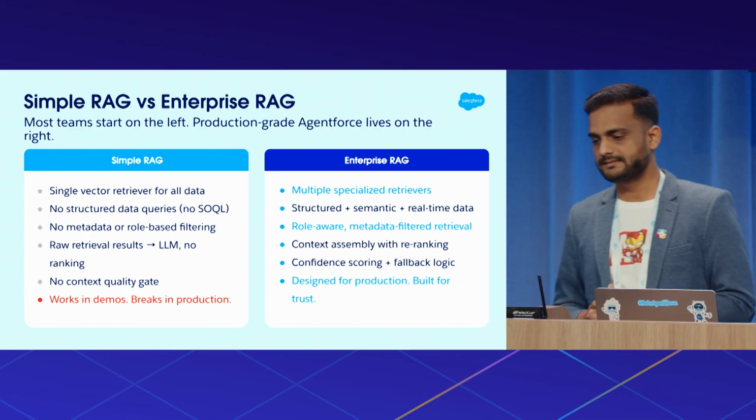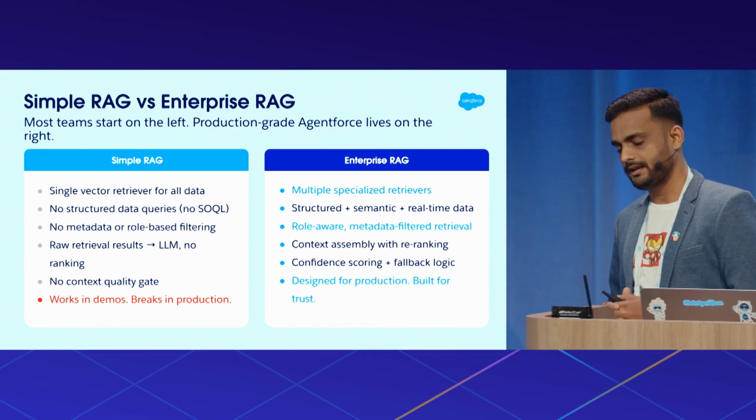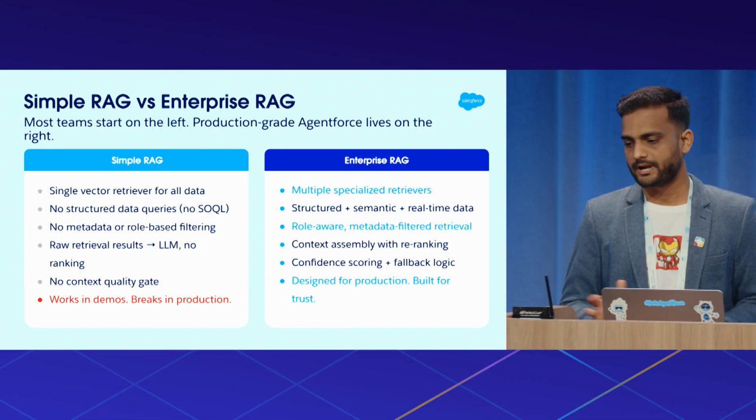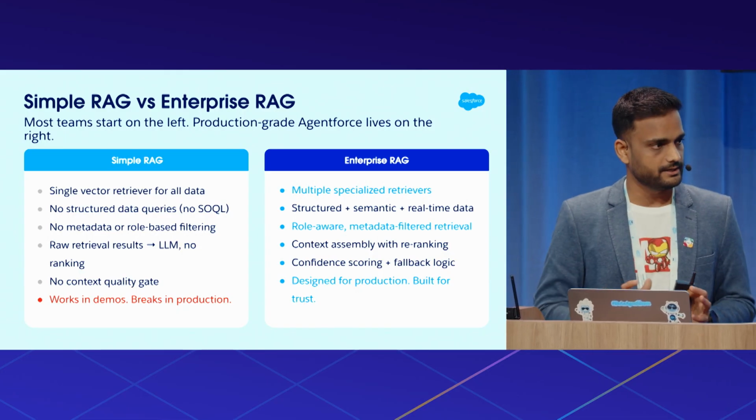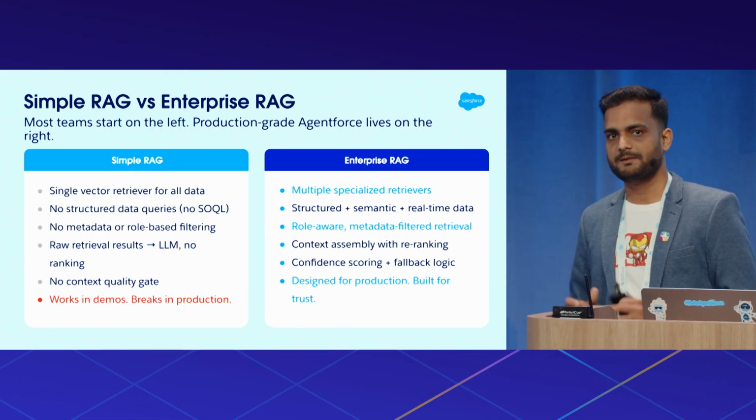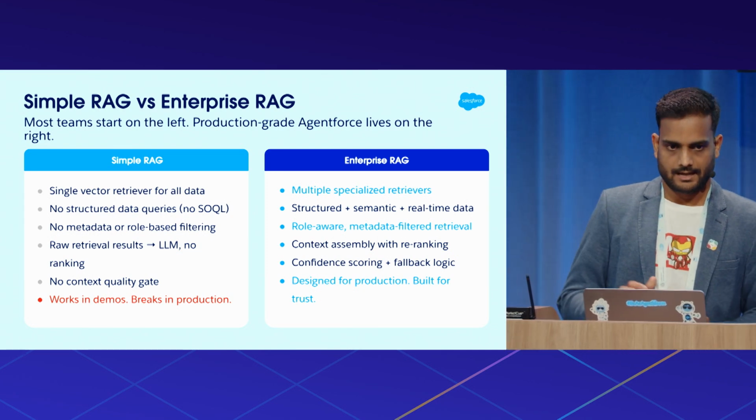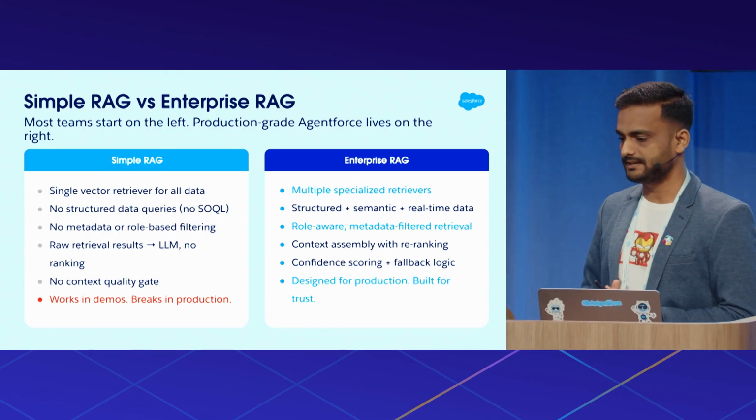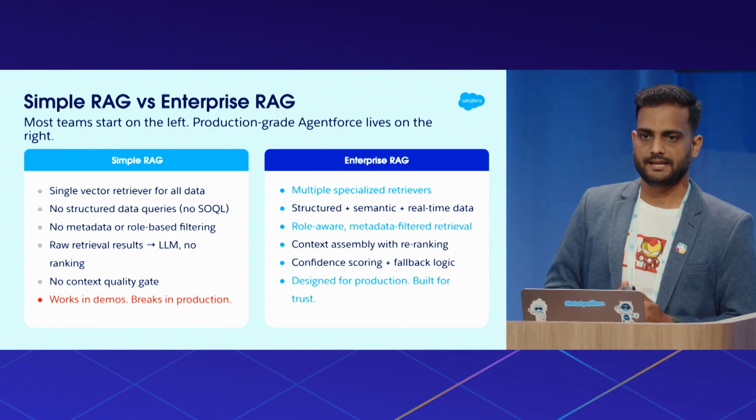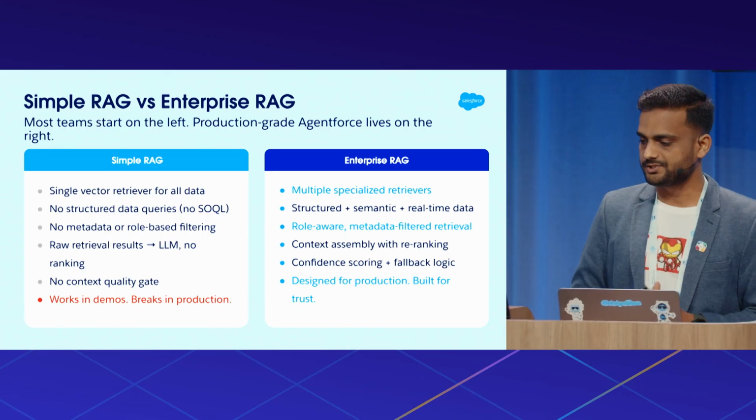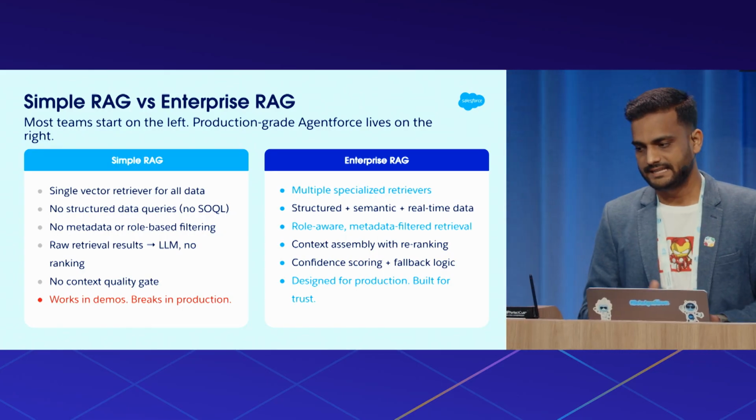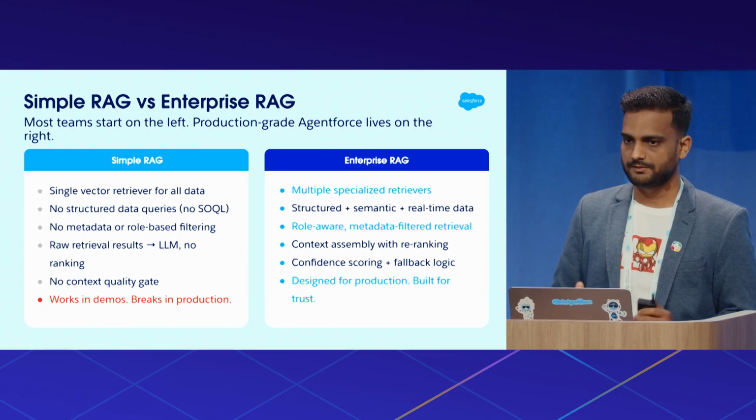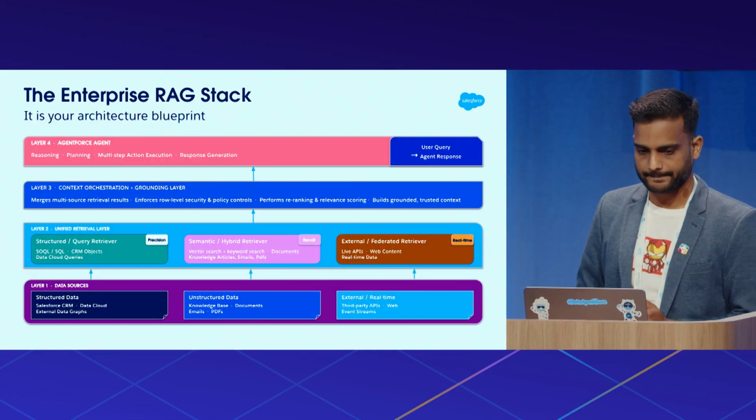A simple RAG is a single vector without any role-based filtering, no metadata, no ranking, and no context quality gate. It works in demos and breaks in production very badly. And on the right side is what we are trying to build: enterprise RAG, with multiple specialized retrievers, structured, semantic, and real-time, role-aware chunking, metadata filters, designed for production, built for trust. So this is what we are going to build today, and we'll see the steps in building this.